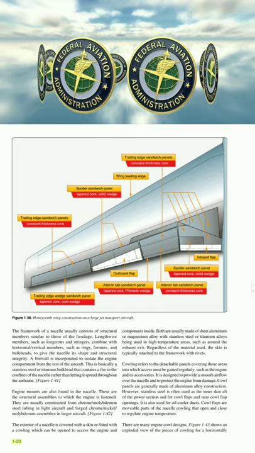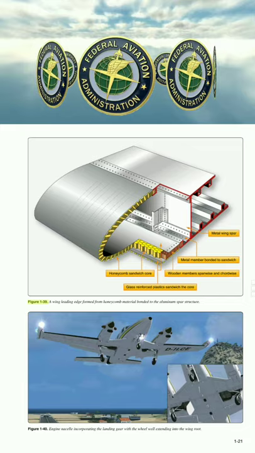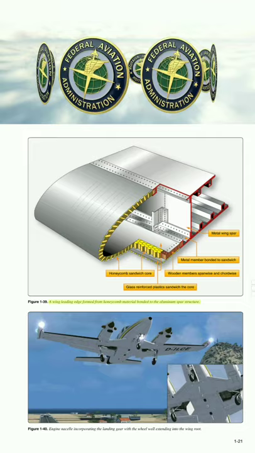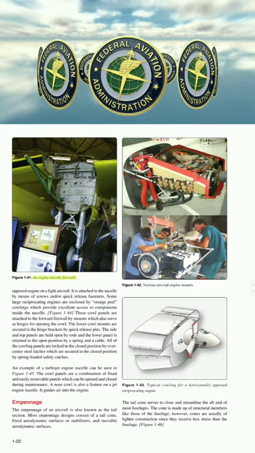120. Metal wing spar. Honeycomb sandwich core. Metal member bonded to sandwich. Wooden members spanwise and cordwise. Glass reinforced plastic sandwich the core. Figure 139. A wing leading edge formed from honeycomb material bonded to the aluminum spar structure. Figure 140. Engine nacelle incorporating the landing gear with the wheel well extending into the wing root. 121. Figure 141. An engine nacelle firewall. Figure 142. Various aircraft engine mounts. Opposed engine on the light aircraft.